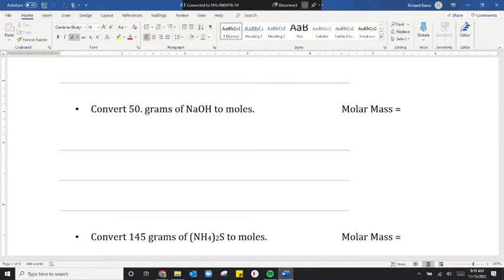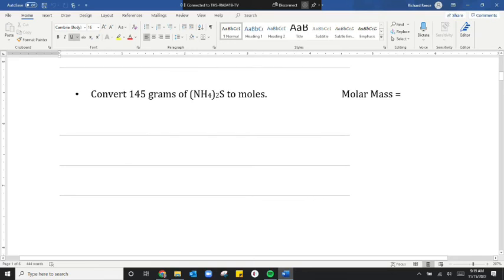We're going to convert 145 grams of (NH4)2S to moles. Same idea as the last one, but with molar mass, we want to make sure we have at least enough digits. So this question starts off with 3 sig figs. That means my molar mass, to have a safety digit, I need to use at least 4 sig figs when I put these together.